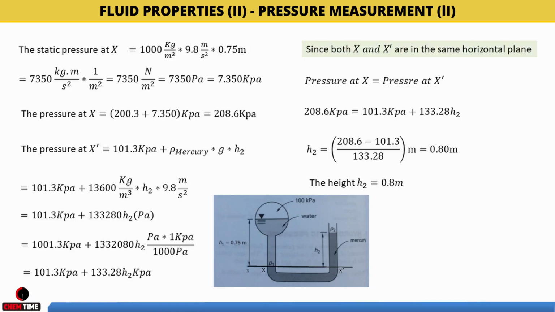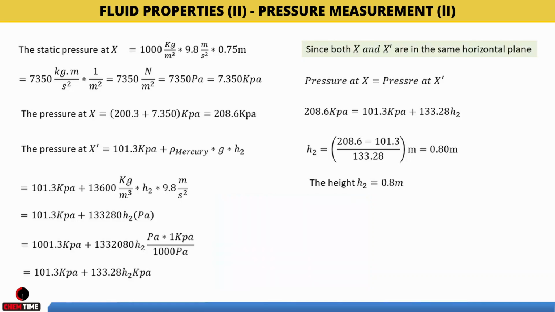The pressure at x dash is 101.3 kilopascal because the other side is open to atmosphere, plus rho mercury into G into H2, where H2 is the height that needs to be measured and rho mercury is the density of the mercury. That becomes 101.3 plus 13,600 kg per meter cube into H2 into 9.8 meter per second square. Now the pressure at x becomes equal to the pressure at x dash, and based on this principle 208.6 kilopascal will be equal to 101.3 kilopascal plus 133.28 H2, which gives H2 is equal to 0.8 meters.